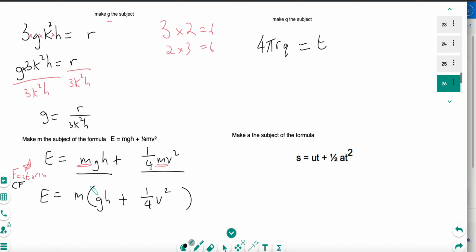What does this m brackets all this mean? It means m is being multiplied by all this. So if I want to get rid of multiplying by all this, I can just divide by all that. So what I'm going to do is divide both sides by gh plus 1/4 v squared. And I'll do the same thing on the other side.